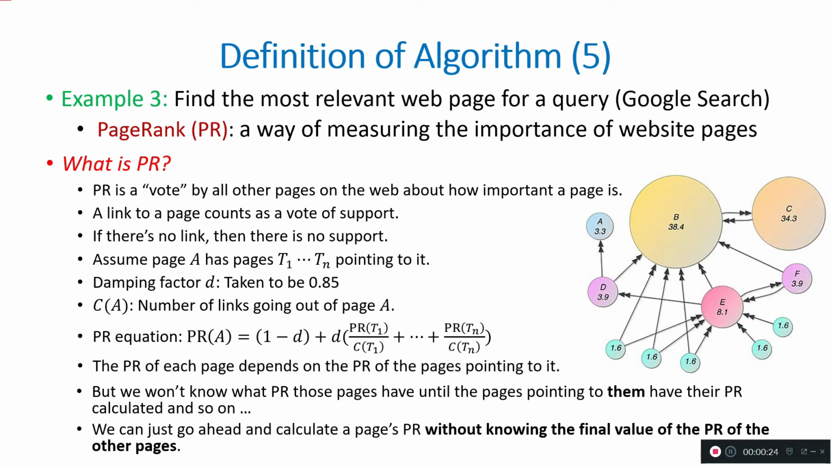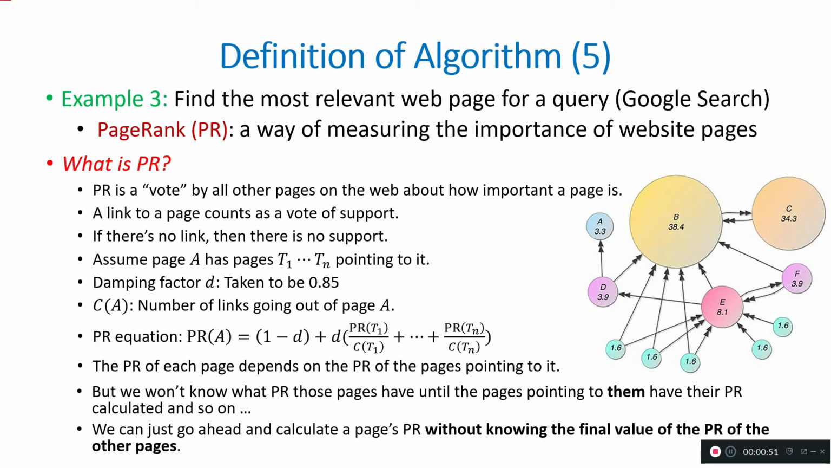So if you look at the figure given over here, we see that we have a page called D, which has one link pointing to it from page E and has two links pointing out to page A and page B. So in this scenario, a link to a page is considered a vote of support. If there is no link, that means that page is not supported or not important.